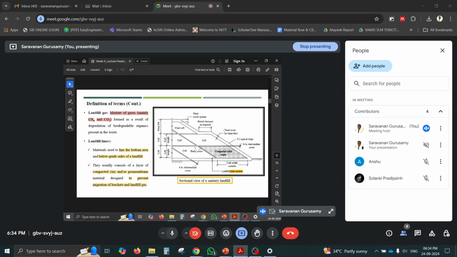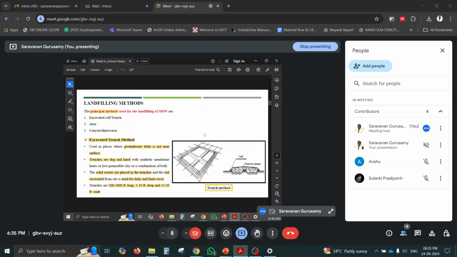So we need a proper cell, daily cover, and then final cover system, and then bottom landfill liner system, and to prevent leachate a leachate control system, and to prevent landfill gas a collection and flaring system should be required. Hope you understood about the components of landfills.